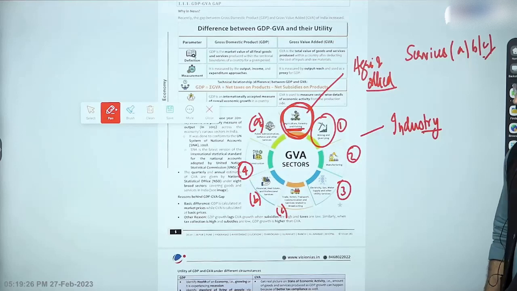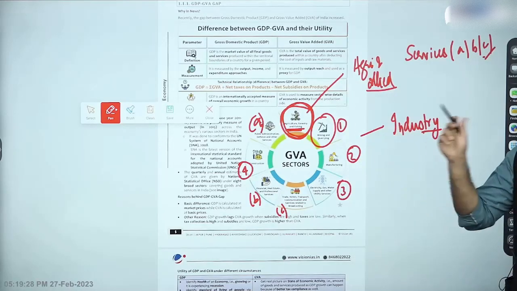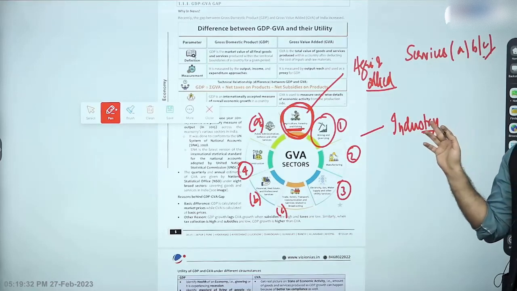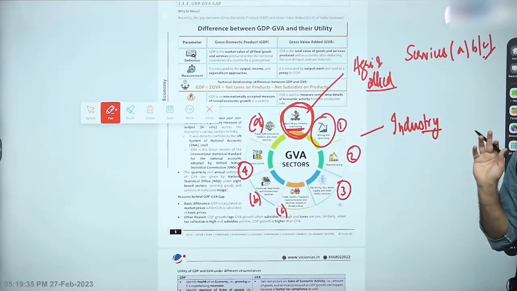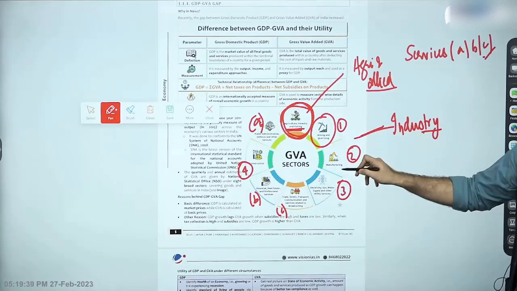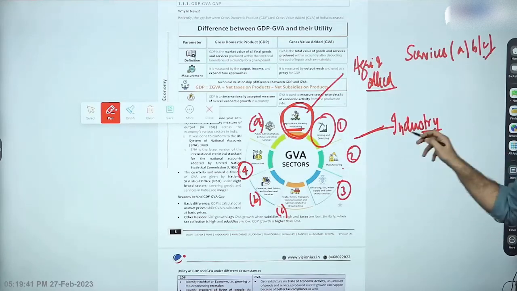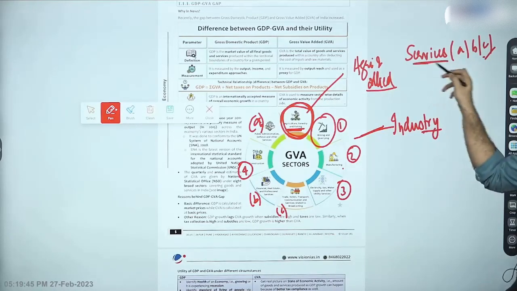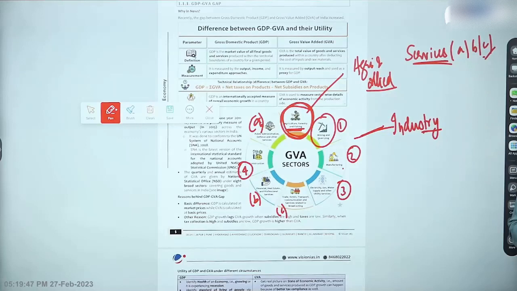How much percentage of GDP in India comes from agriculture? 17 to 18%. From industry? 25-27%. See, manufacturing and industry, don't confuse. Manufacturing is roughly 15 to 16%. Industry is roughly 27%. And the rest, roughly 55%, is services.